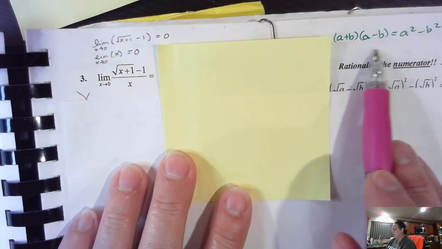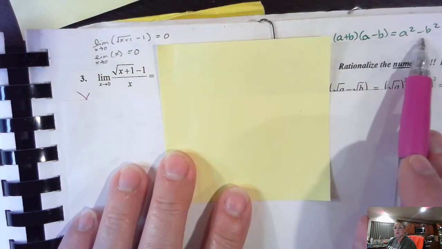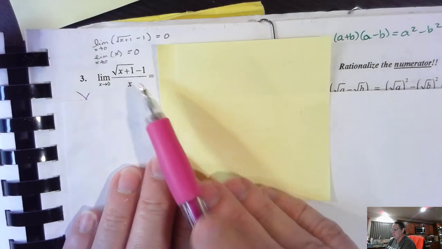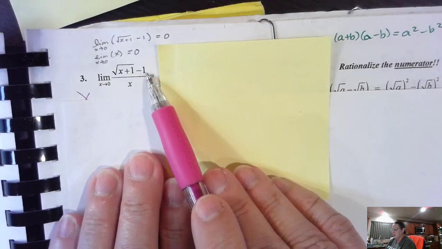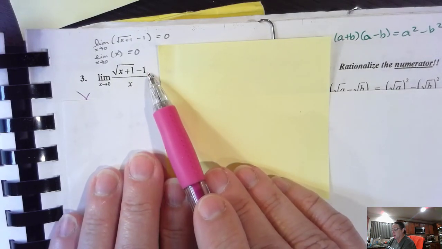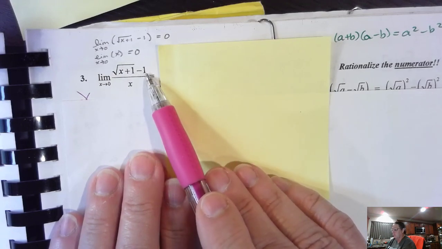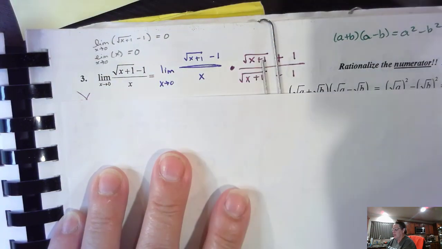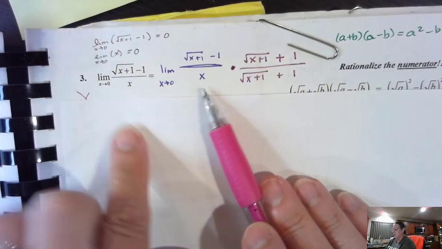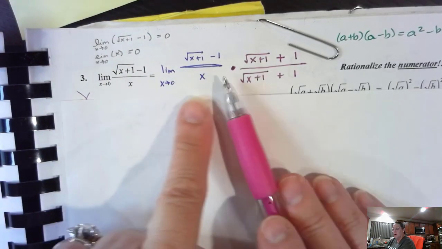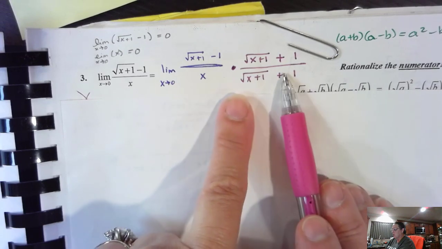We are going to create a difference of two squares. We are going to multiply by the conjugate of what is in the numerator. That means we're going to multiply by the square root of x plus 1 plus 1. And we're going to show that step. So the limit as x goes to 0 of our original function, and we're going to multiply by the conjugate.